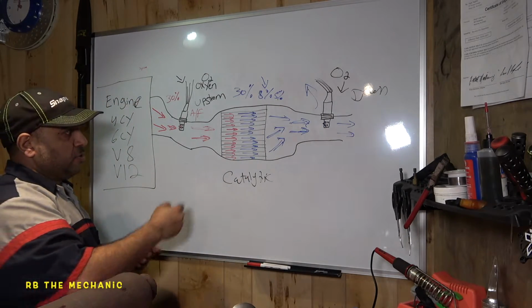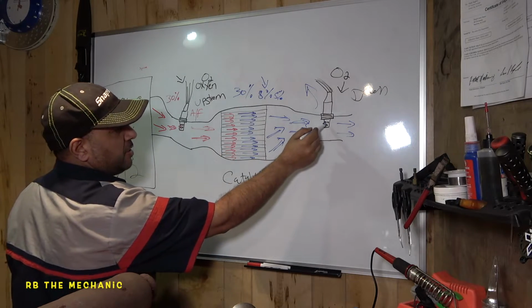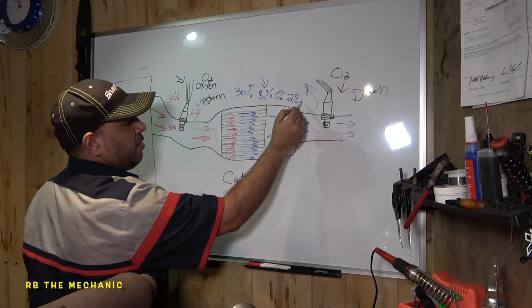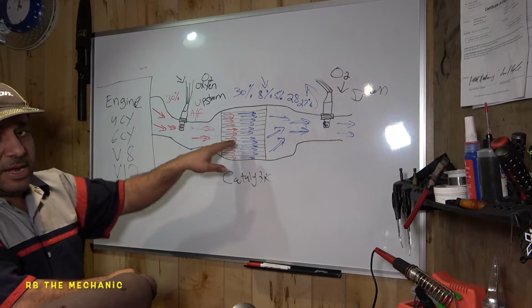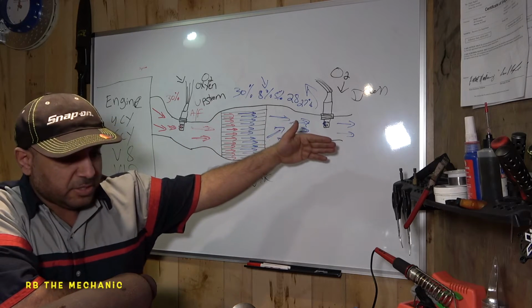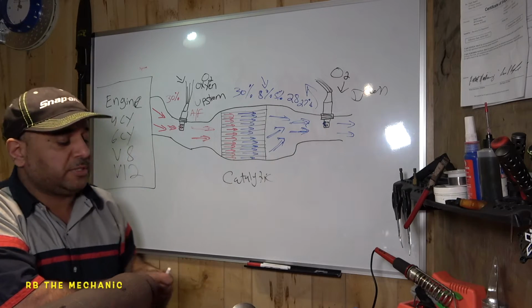So if this catalytic converter doesn't do its job, this sensor is going to detect that it's 28 or 27%. That means the catalytic converter didn't do its job. So the gases will come in, burn off, and the sensor will detect. It all works as it heats up. It will create a voltage.